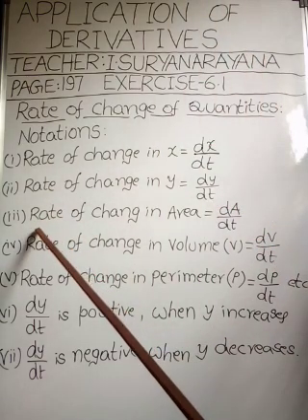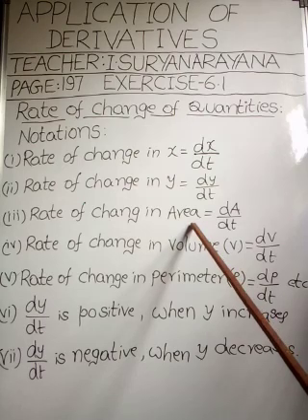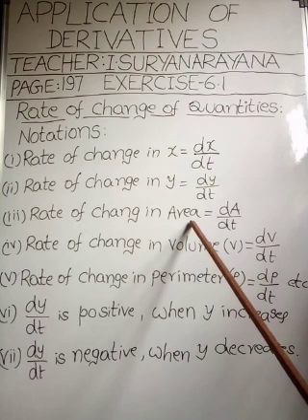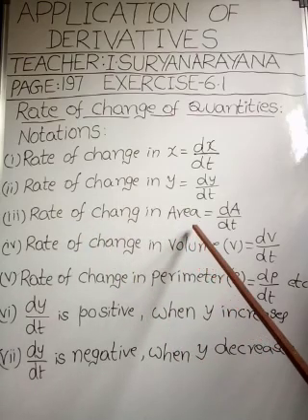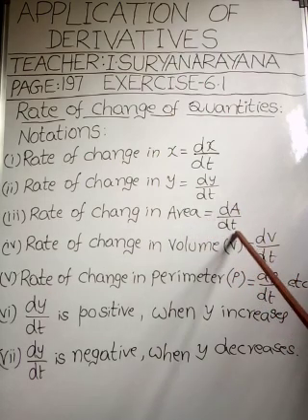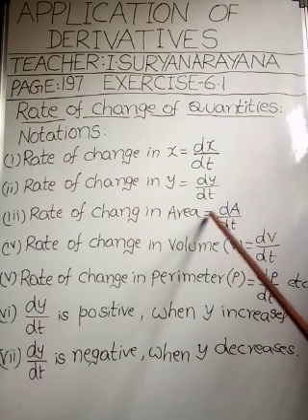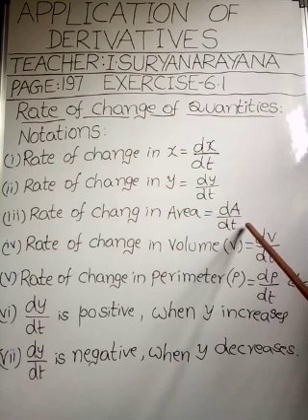See the third point, rate of change in area. The sums will be given related to area of a circle, area of a square, area of a rectangle, like this. In that case, we have to find the rate of change in area. How do you denote it? dA by dt. If they are asking to find the rate of change in area, then it means we have to find dA by dt. Understood, my dear children, this point?